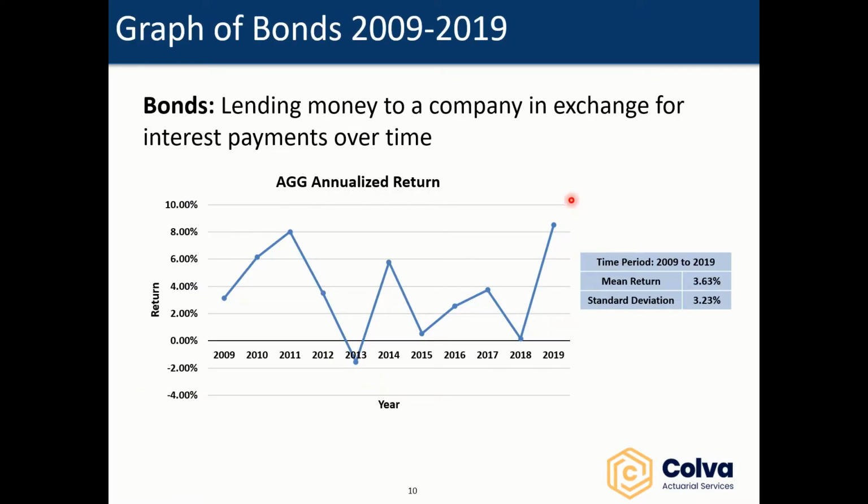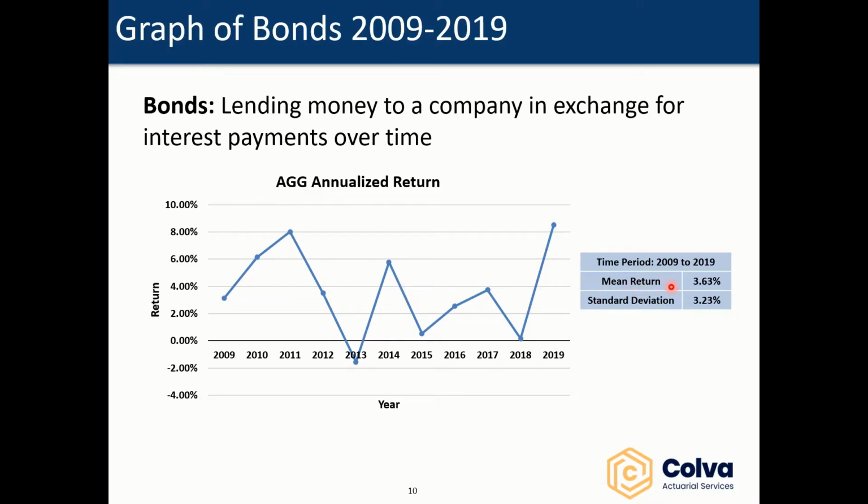So now let's look at how bonds have done over the last 11 years. Here's the return. You can see it's a lot smaller to begin with. 2009, about 3%. It went up to about 6%, 8%. But these numbers are all within a smaller range. Remember, before we were looking at from -8 to 30%. Now it's between -4 and 10%. So the point being is it jumps up and down a lot less than stocks do.